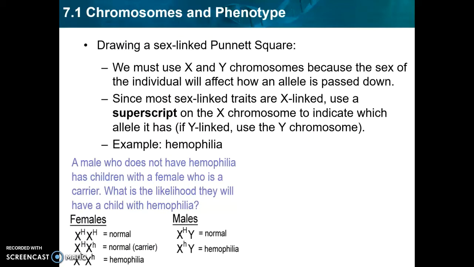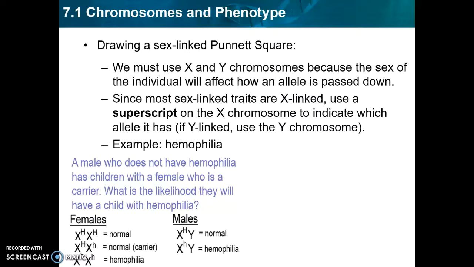So now let's talk about how to draw the Punnett square for a sex-linked trait. This is a little bit different from a normal Punnett square that you would draw. Because the chromosome on which the gene is located is important in how this disorder is inherited, we must use X and Y chromosomes in our Punnett square. And you'll see why in just a minute once we draw this Punnett square.